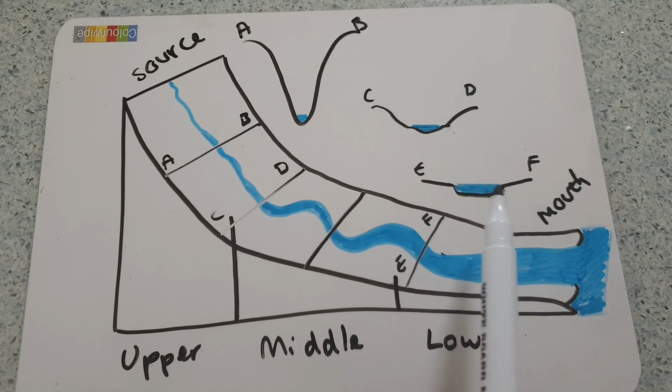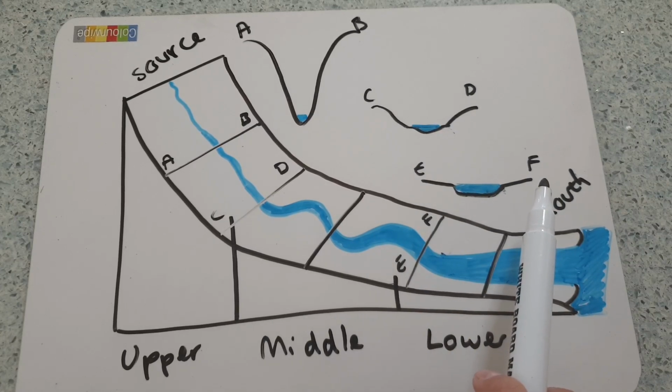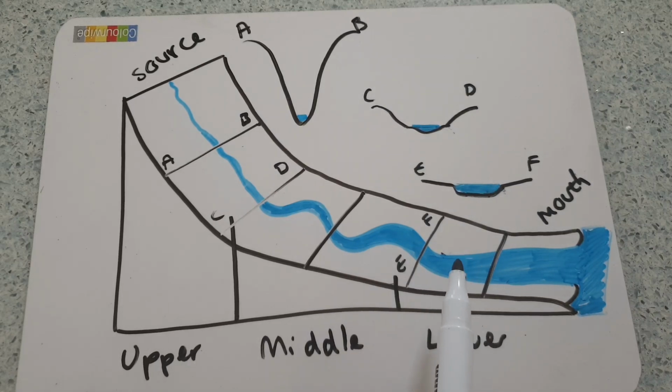So down here in our lower courses, we have almost completely flat land, very little gradient to the slopes at all, and a really big wide river. It can meander, or it can be fairly straight as it gets down towards the mouth. It depends on the river itself.